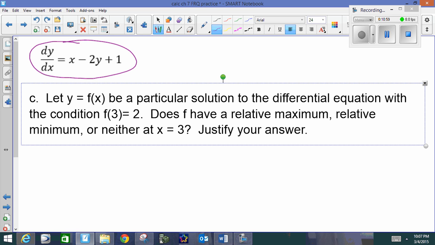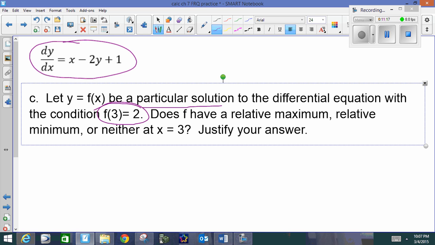Okay, so C says let y equals f of x be a particular solution to the differential equation with the condition f of 3 equals 2. Does f have a relative max, relative min, or neither at x equals 3?